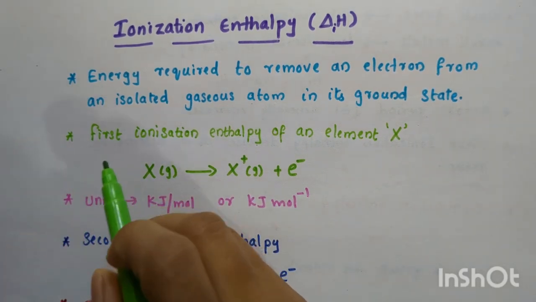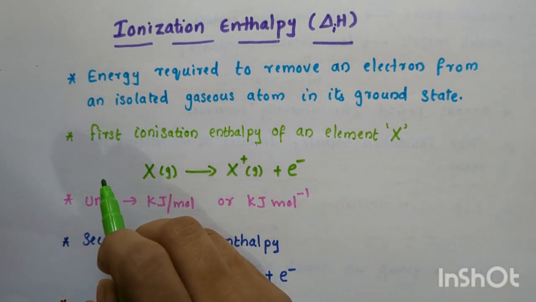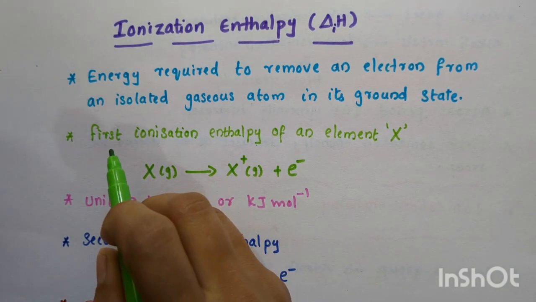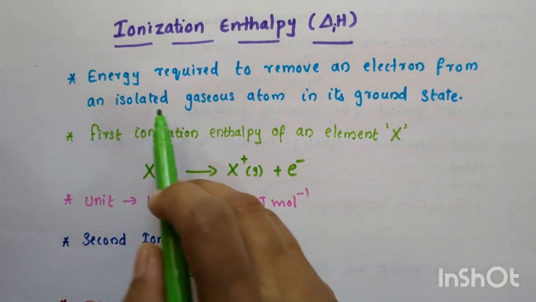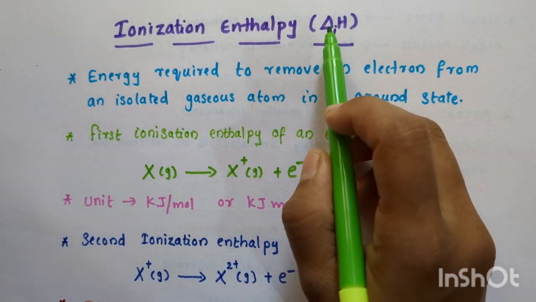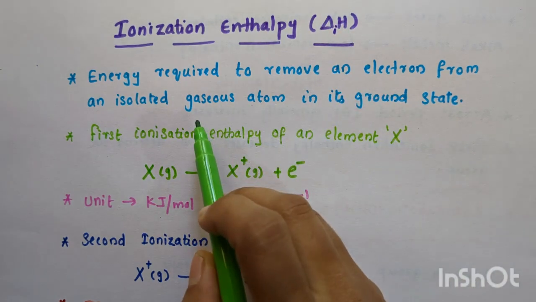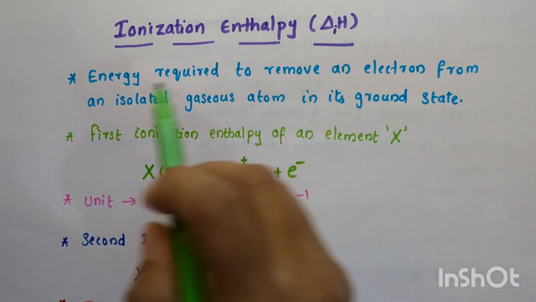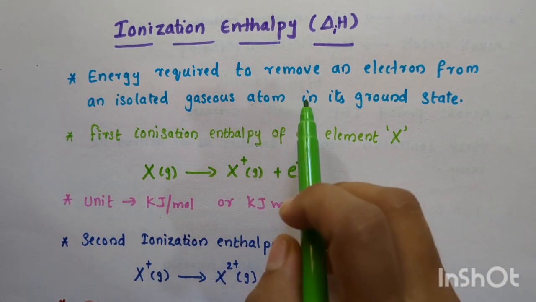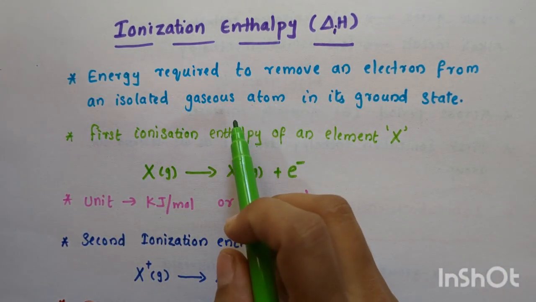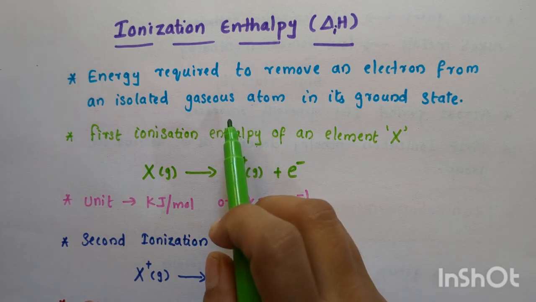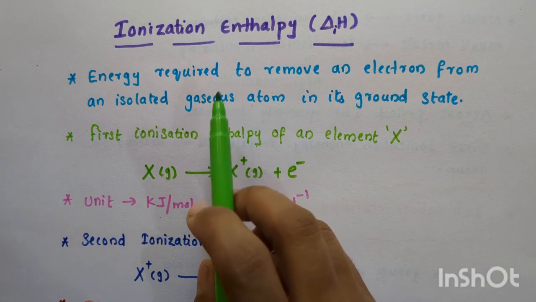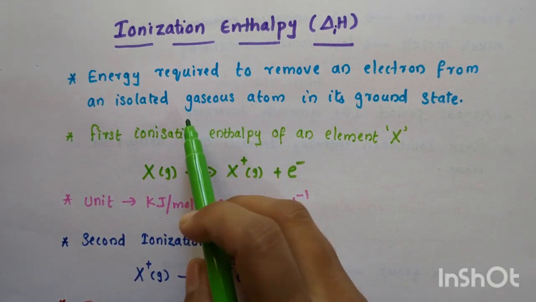Some elements have a tendency to lose electrons. The quantitative measure of the tendency of an element to lose electrons is given by its ionization enthalpy. It is represented by delta IH, ionization enthalpy. It is the energy required to remove an electron from an isolated gaseous atom in its ground state. That is, when a gaseous atom is in its ground state, how much energy is required to remove an electron from it? That is called ionization enthalpy.